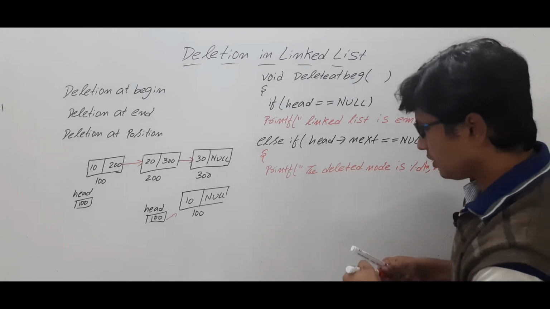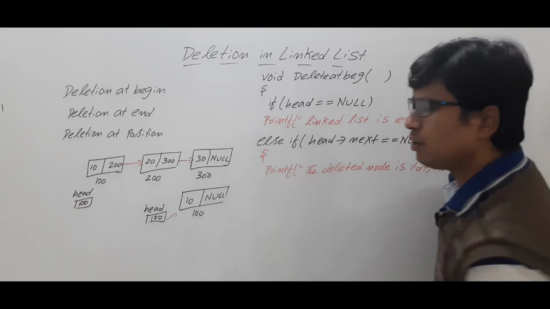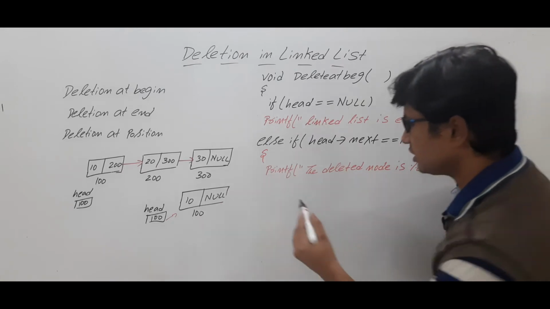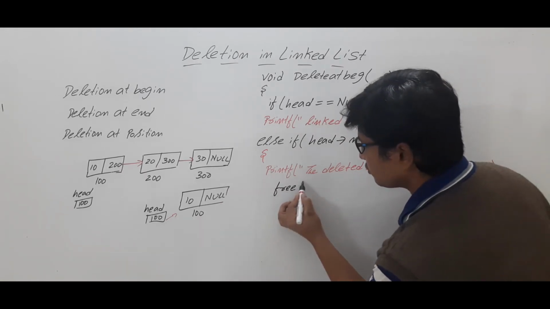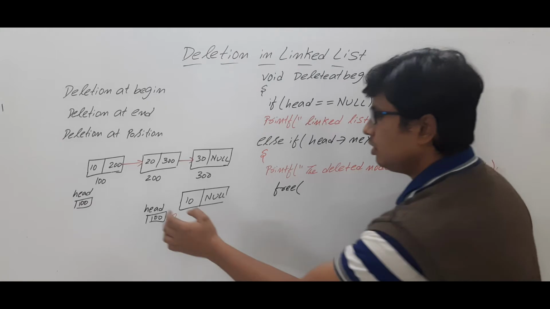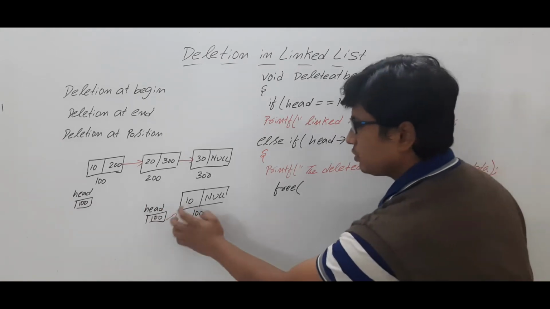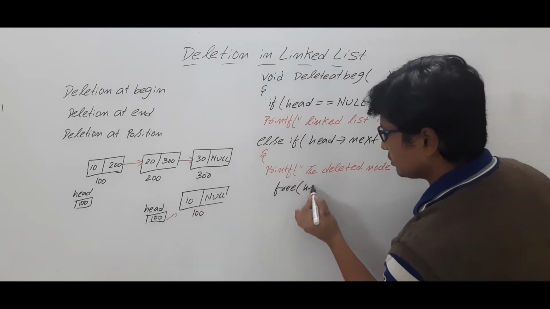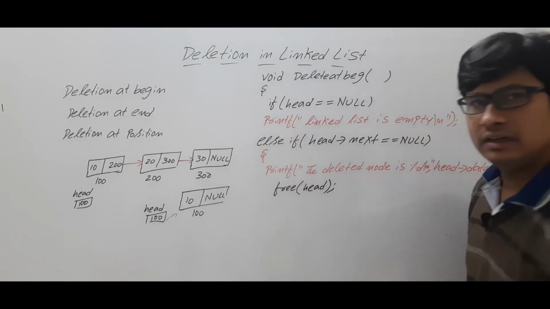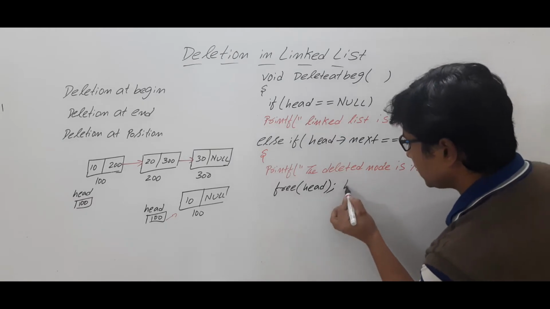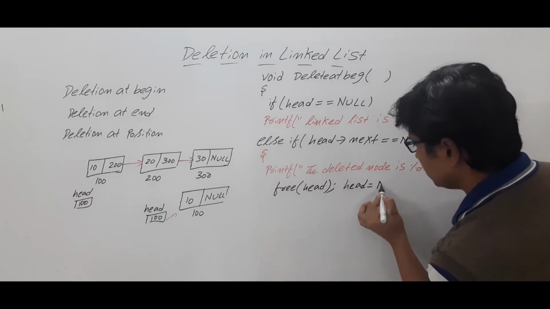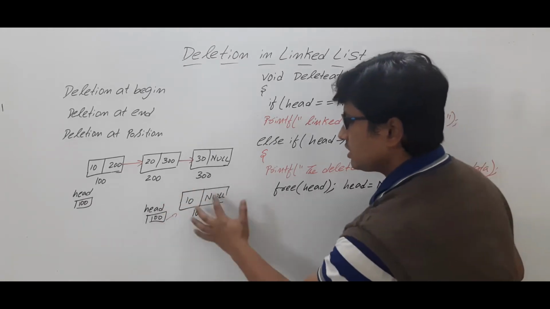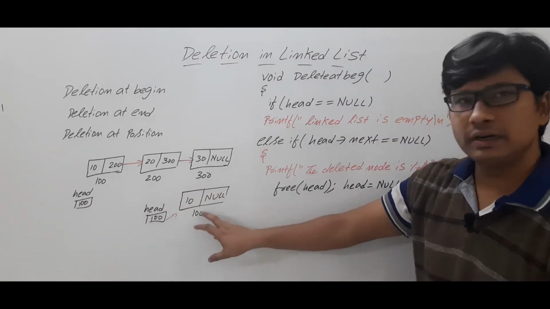Now what should I do? I have to release this memory. How can I release the memory which is allocated during runtime? With the help of a function called free. To this function, you have to give the name of the pointer which is pointing to this memory location. What is the pointer which is pointing to this location? Head. So you will write free of head. Then you have to make head equal to null, because it is your duty. See, once you release this memory, what will happen?